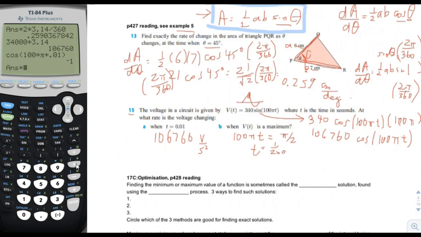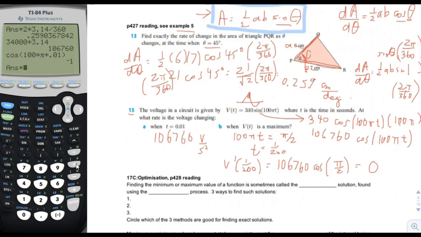Okay, so now we're going to find out what v dash of t is at 1 over 200. That'll be calculated by cosine of pi over 2. And cosine of pi over 2 is 0, right? Cosine of 90 degrees is 0. So this is a trick question.